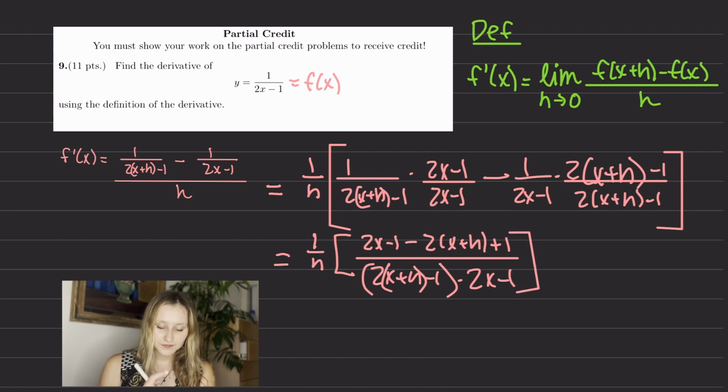And then we have things that cancel out, don't we? These ones cancel out. If we distribute the x here, we get this canceling out as well. So boom, boom. And we end up with 1 over h times minus 2h over all of this.